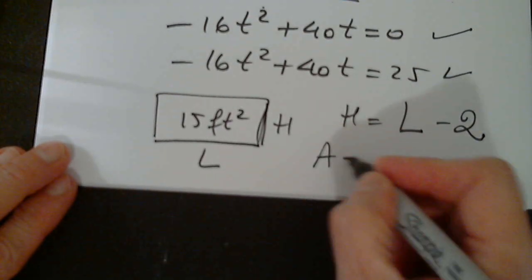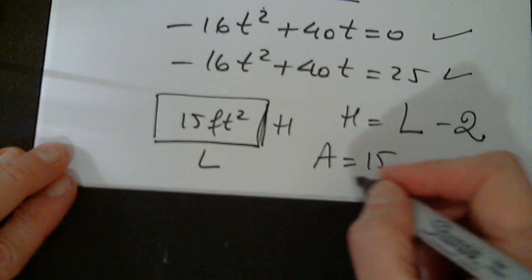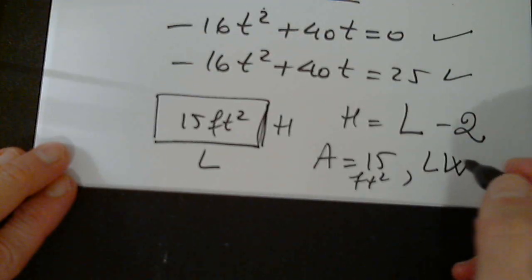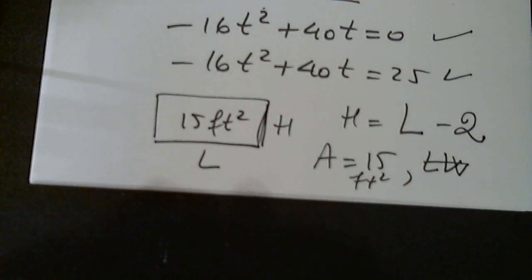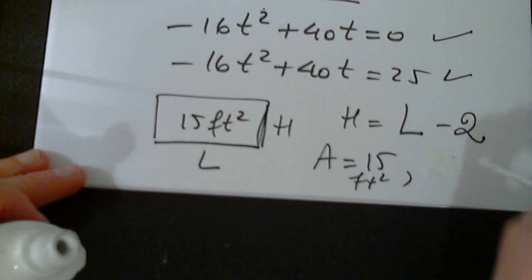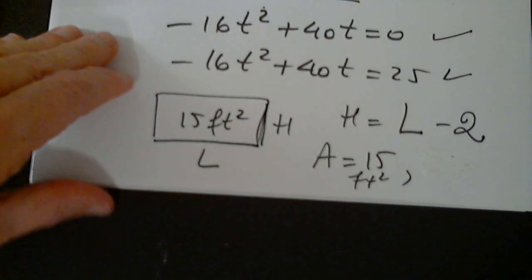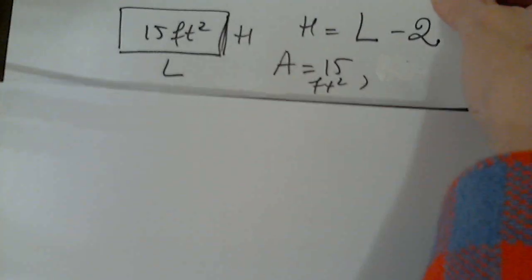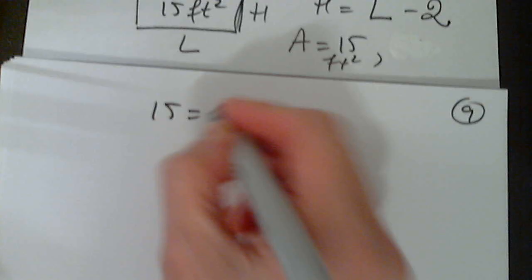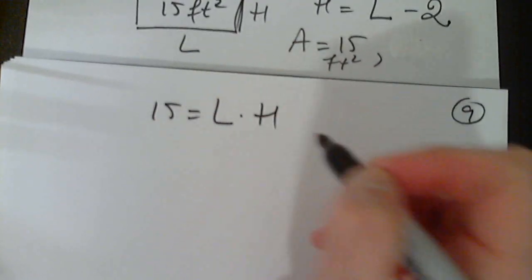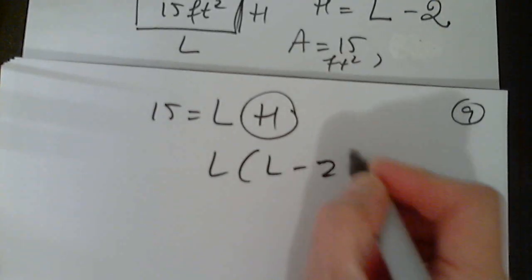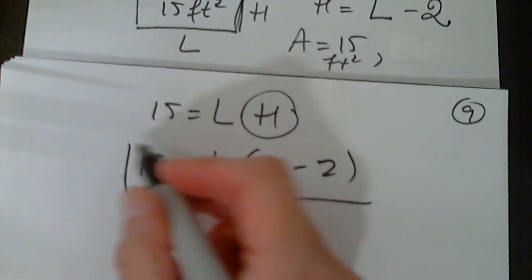Okay, so the area is 15 square feet. The area is length times width. I'm sorry, I should write height, because I used height. To be consistent, let me use height. So 15 = length times height. But the height is L − 2. I have to replace h by L − 2, and this is 15. And this is it.